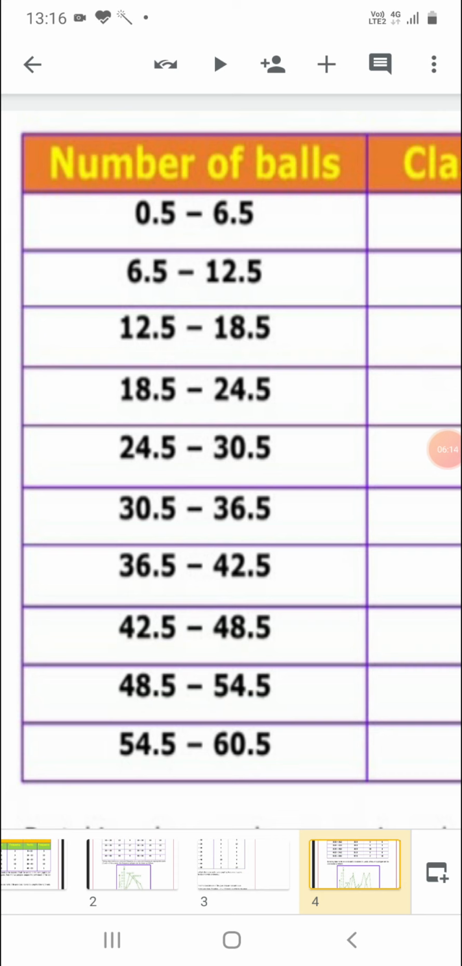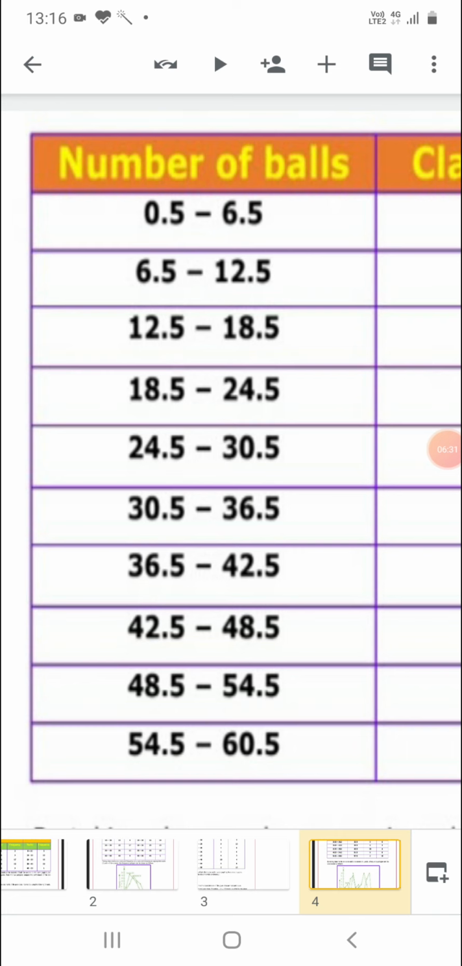That means you made the classes continuous, and this is very important. Whenever you get a question in the exam, always look at the classes first of all, whether the given classes are continuous or not. So what is the method to make them continuous? Subtract 0.5 from the lower limit and add 0.5 to the upper limit, right? So in this way you'll get it.